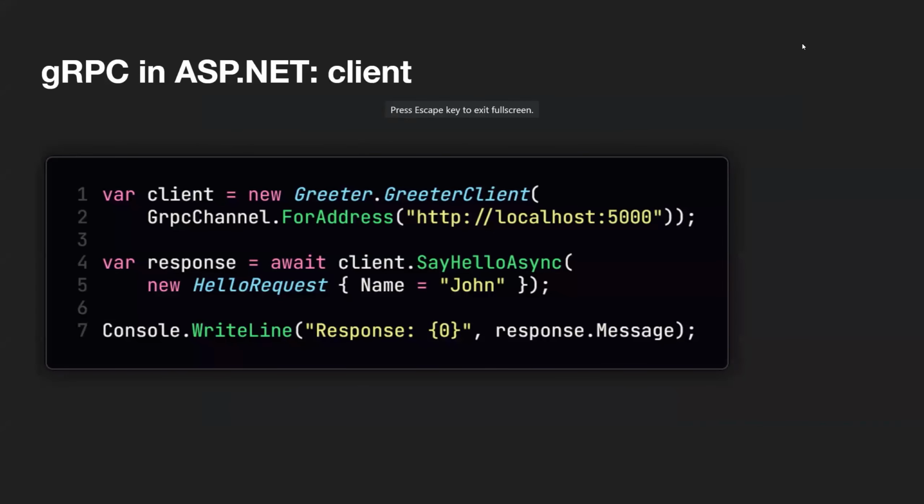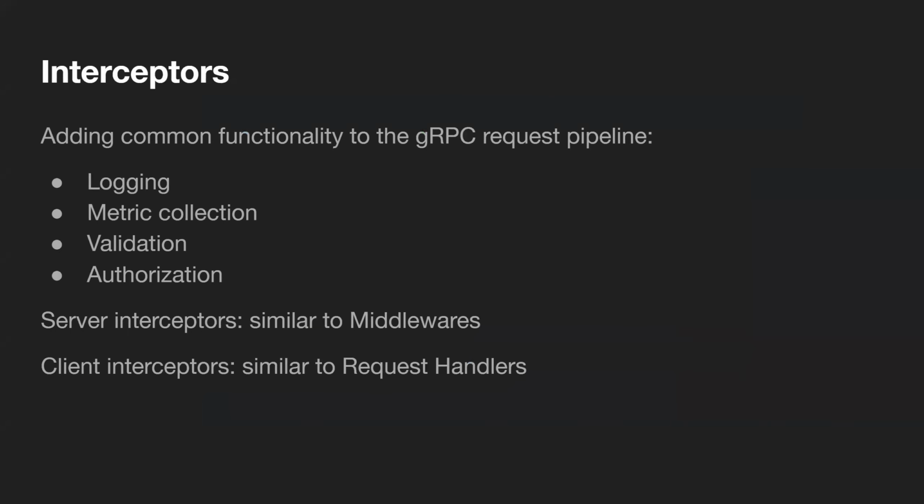So after looking at this basic example of how to create a server and how to call it with a client, the next thing I would like to take a look at is interceptors, which I think is a gRPC capability that probably comes up in a lot of real-life applications. Interceptors can be used to implement and add common cross-cutting functionality to the gRPC request pipeline.